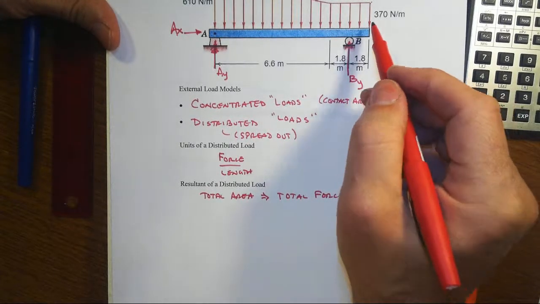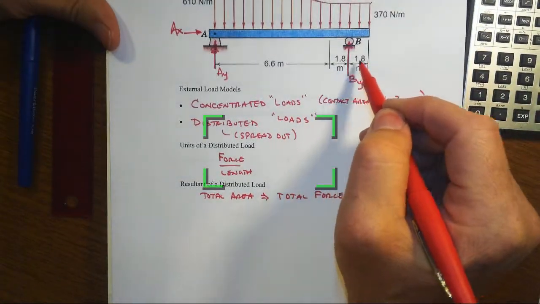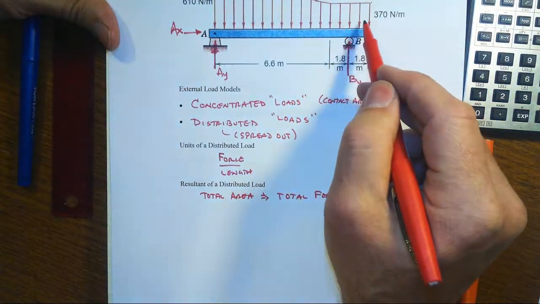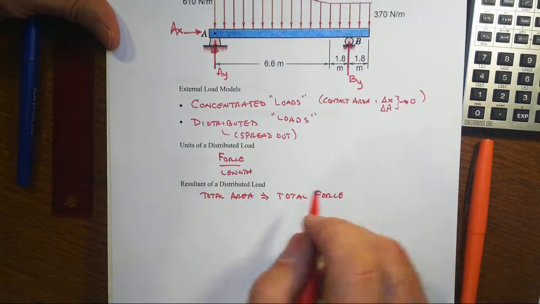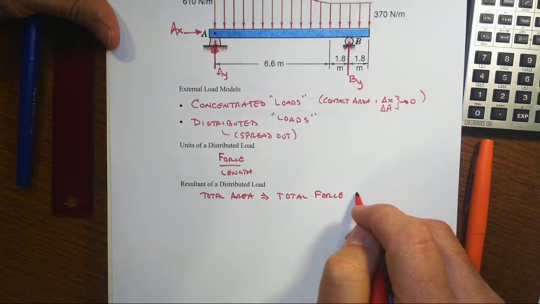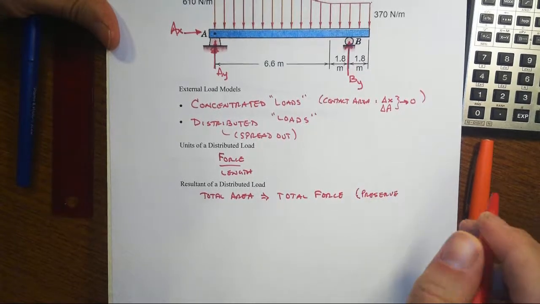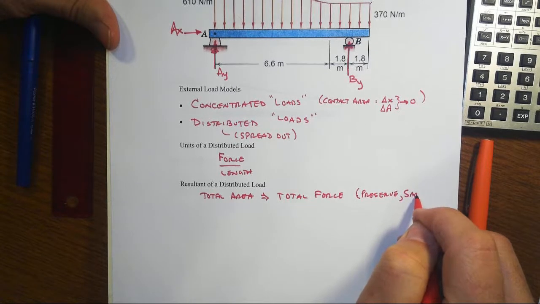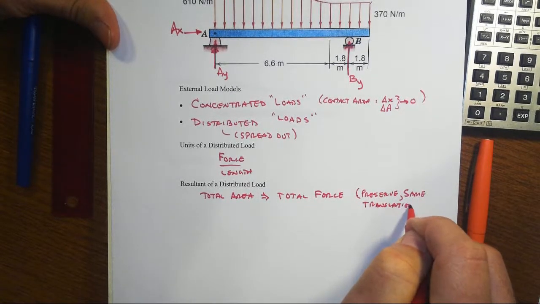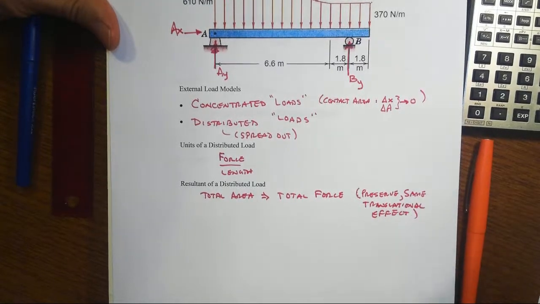So for instance, in this little segment here, 370 newtons per meter over 3.6 meters, oh, well then I can find out what that total force is. And that total area, that total force for that resultant, is really going to, in a sense, preserve or have the same translational effect. And we must do that.